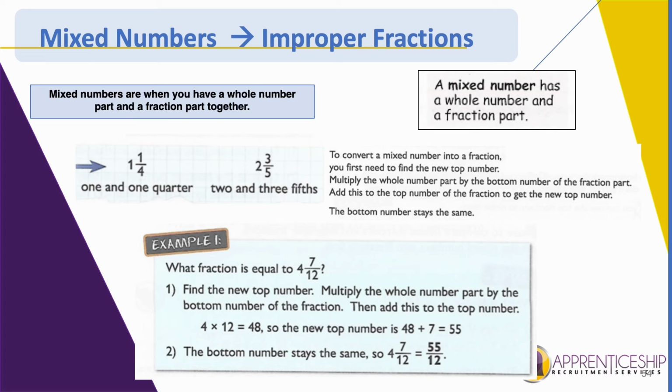So we've got 1 and 1/4, and we've got 2 and 3/5. These are our mixed numbers. To get to the fraction that's equal, we multiply our whole number by the denominator. So for 4 and 7/12, 4 times 12 is 48, and then we add that to the numerator that we have, so that would equal 55 over 12. So we multiply the whole number by the denominator and then add it to the numerator.